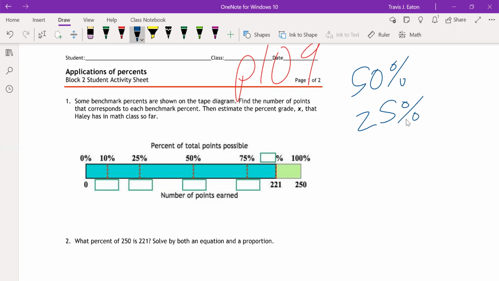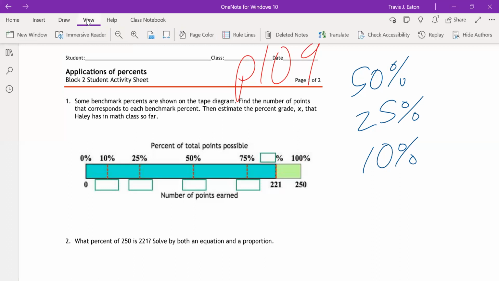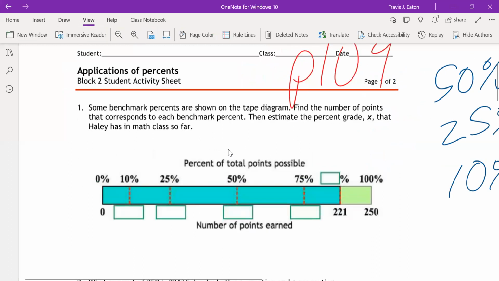And then, completely unrelated, it's pretty easy to find 10% of something. 10% of something isn't that hard to find. So just bear with me here. I'm going to increase my screen size just a bit here. There we go.